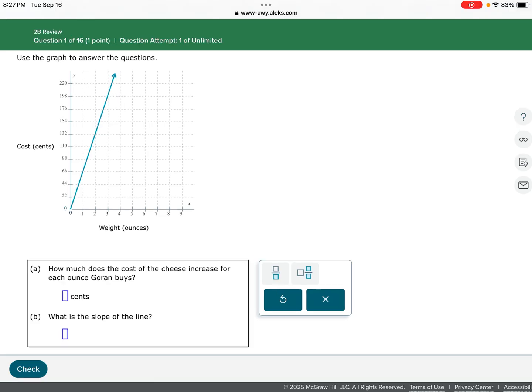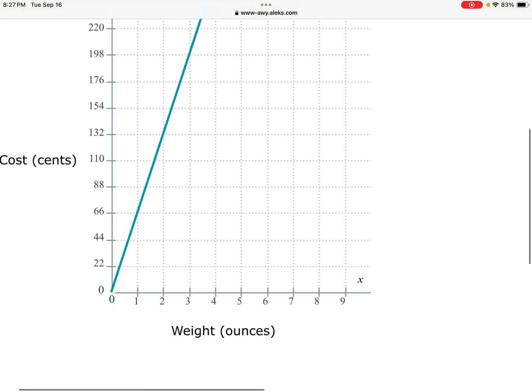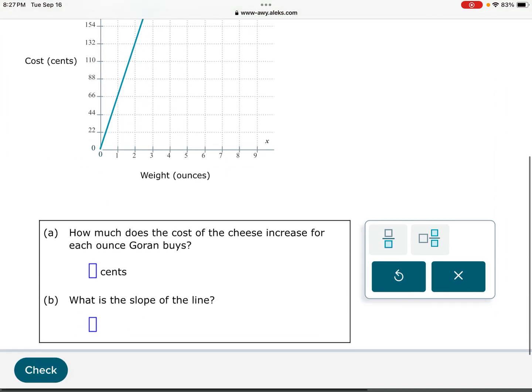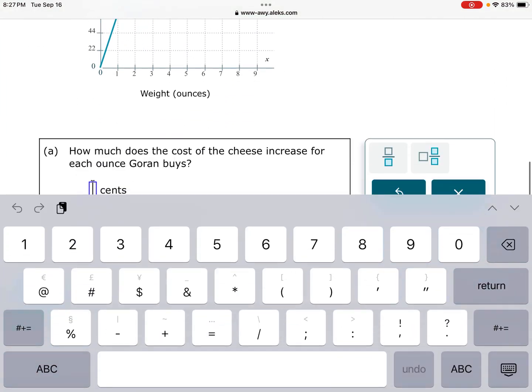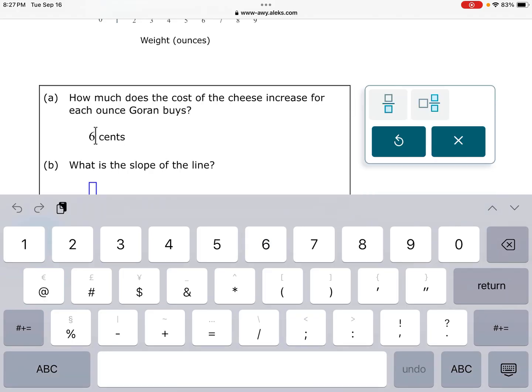So if you just look at the graph right here, for every ounce you increase, so if you go to 1 ounce, 2 ounces, you can see that you go up 66. So when you go over 1, you're at 66. When you go over 2, you're at 132. So that's an increase of 66 cents for every one. So you're just looking at the slope right there.